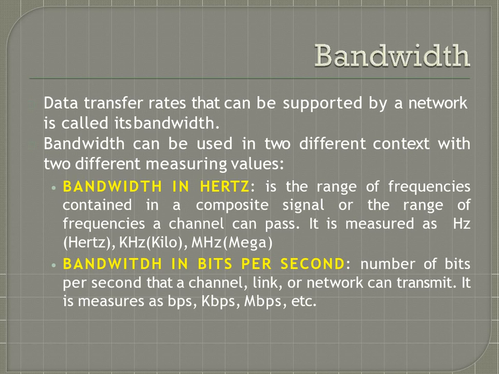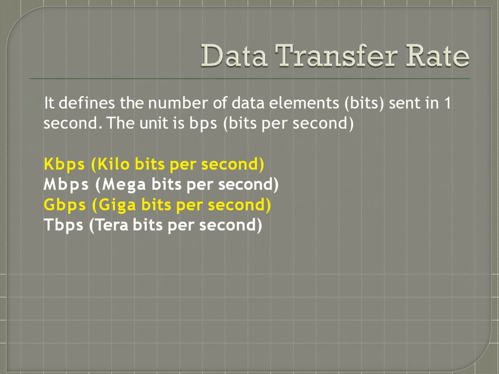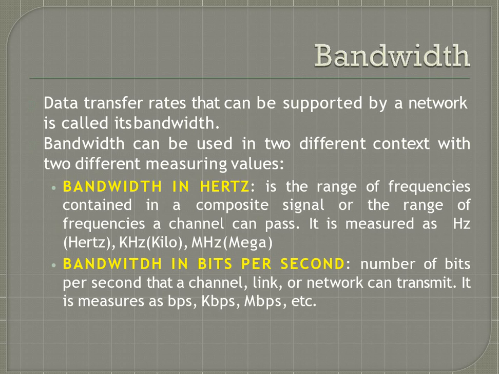A kilohertz represents 1,000 cycles per second. Kilohertz is written as small k, capital H, z. A megahertz represents 1,000 kilohertz. A gigahertz represents 1,000 megahertz. And a terahertz represents 1,000 gigahertz.